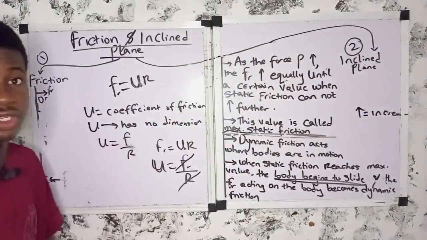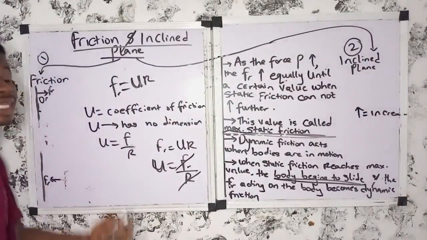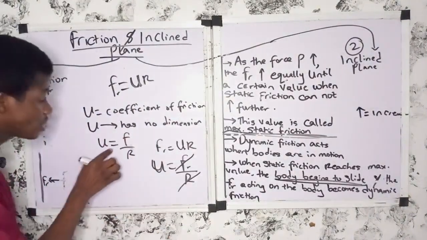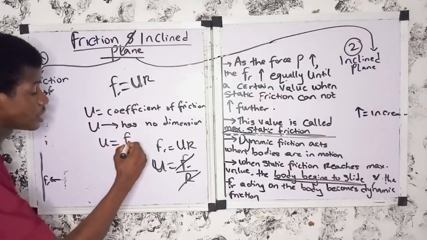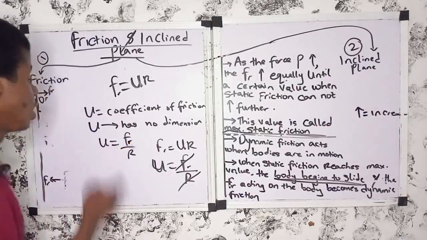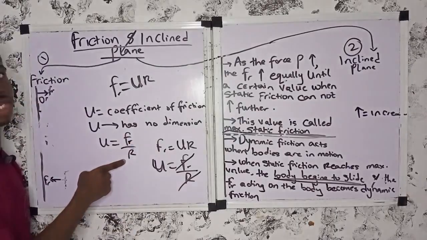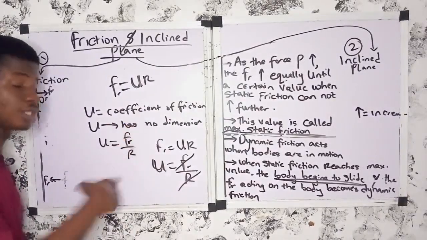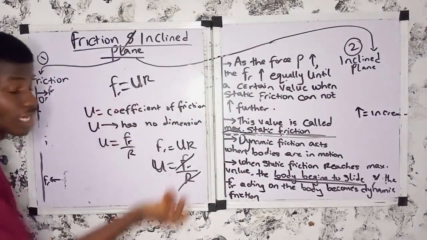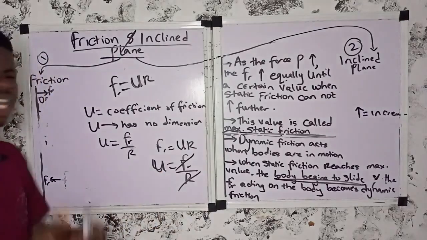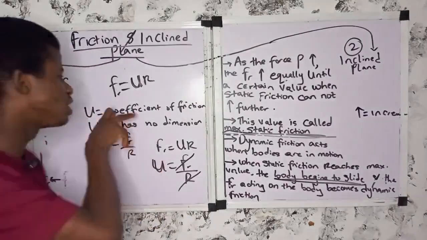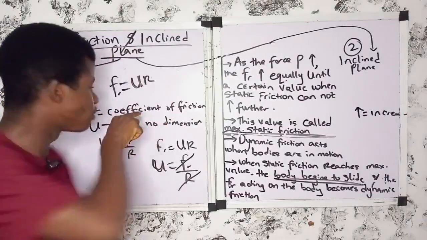It has no dimension. The reason why this quantity has no dimension is because it is the ratio of two forces, frictional force and normal reactional force. Both of them cancel out each other. So this is why it has no dimension. Now, what is this coefficient of friction?